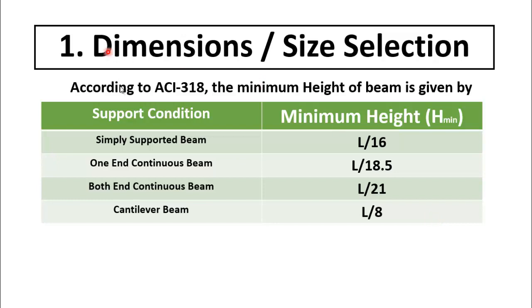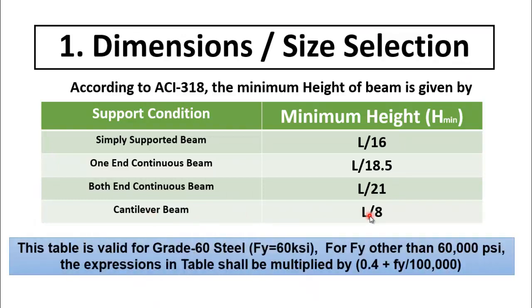If the beam is simply supported, the minimum height or thickness of beam is L by 16. And if the beam is one end continuous, then the minimum height is L by 18.5. For both ends continuous beam, it is L by 21. For cantilever beam, it is L by 8. Note that this table is only valid for grade 60 steel. Grade 60 steel is that steel in which the yield strength is equal to 60,000 psi or 60 ksi. For steel other than grade 60, you have to multiply this value by this factor, which is 0.4 plus Fy divided by 1 lakh.